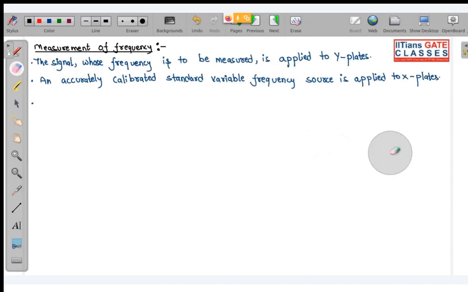So how do we actually measure the frequency? The unknown signal for which we have to measure the frequency is applied to your vertical deflecting plates, the Y plate. Then we accurately calibrate this, which means we have a standard signal also. All this, measurement of phase and frequency, goes on in XY mode only.